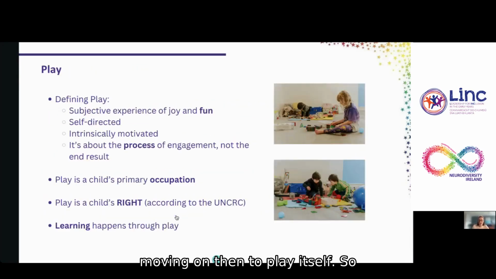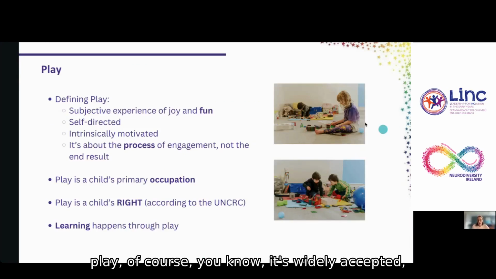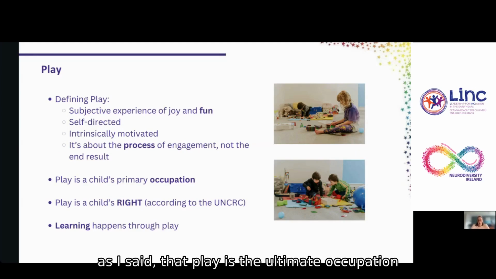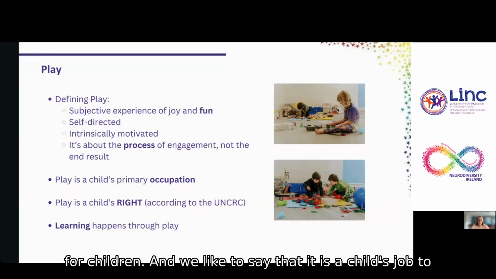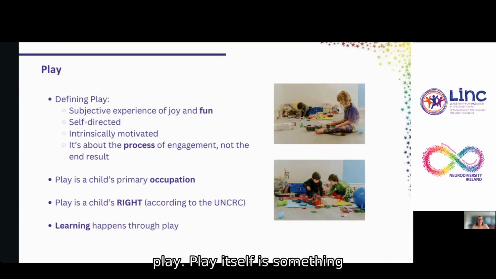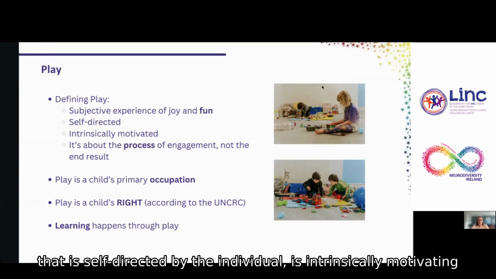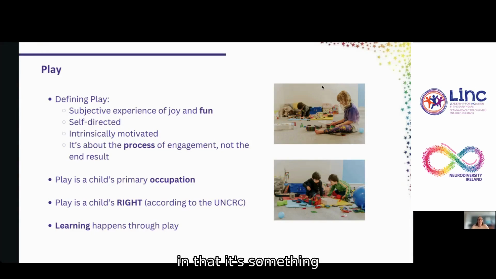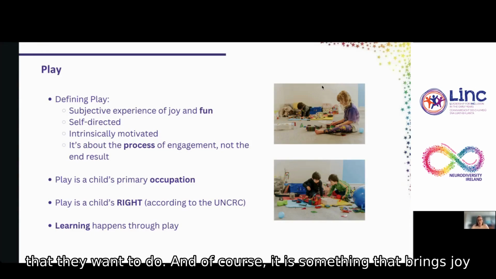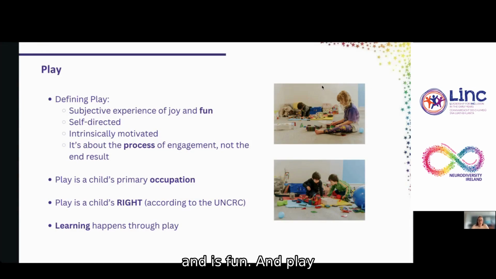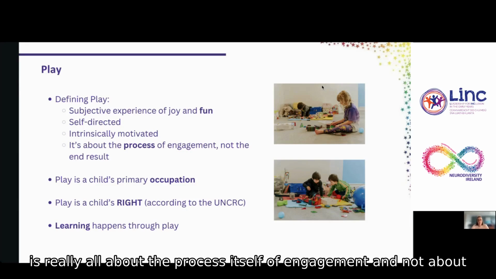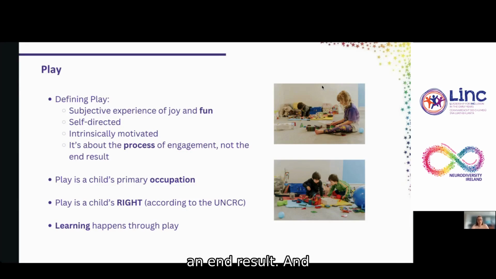And moving on then to play itself. Play, of course, it's widely accepted, as I said, that play is the ultimate occupation for children. And we like to say that it is a child's job to play. Play itself is something that is self-directed by the individual, is intrinsically motivating in that it's something that they want to do. And of course, it is something that brings joy and is fun. And play is really all about the process itself of engagement and not about an end result.